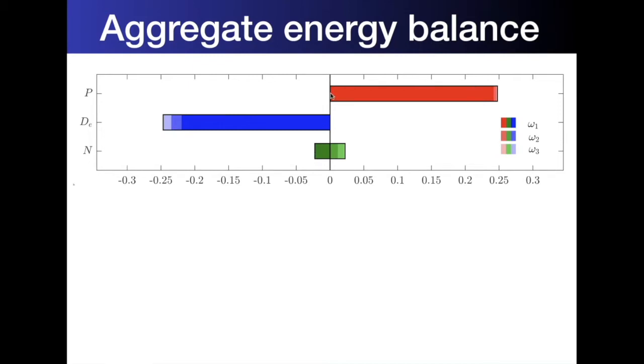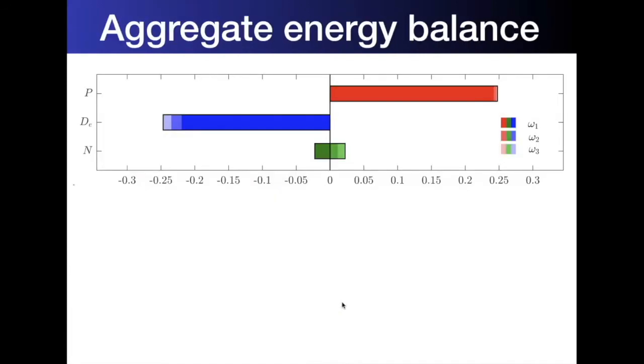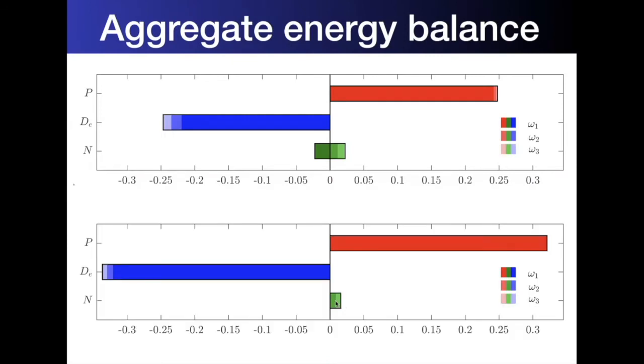We see that the balance between production and effective dissipation is met, and we see that the sum of nonlinear transfer over all the frequencies is met. Now, for resolvent analysis, this is not met. So the resolvent analysis specifies energy balance for each frequency, but not for each mechanism. So we see that the sum of n, for example, is not 0. Whoops, there's a positive component. And we see that p and d are not equal and opposite.